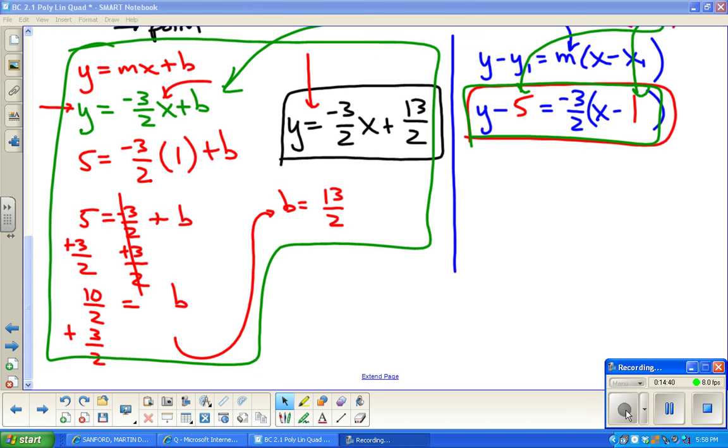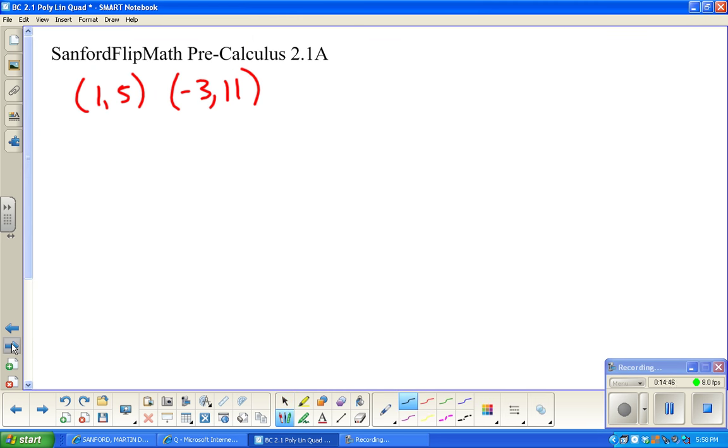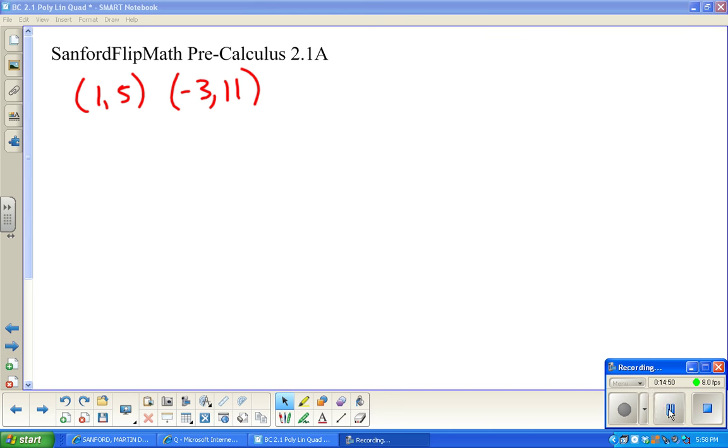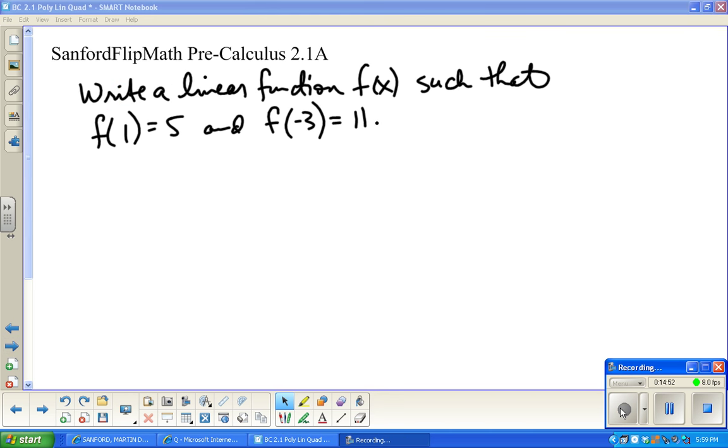All right, what I'd like to do is another problem, and in terms of process it's going to be a little similar, but it doesn't start out looking the same. What we're going to do is write a linear function f of x such that f of 1 equals 5 and f of negative 3 equals 11.